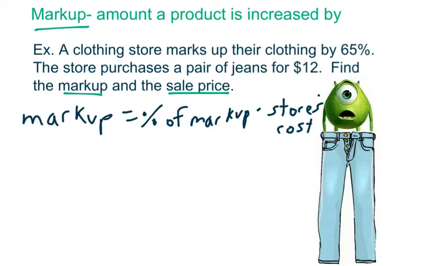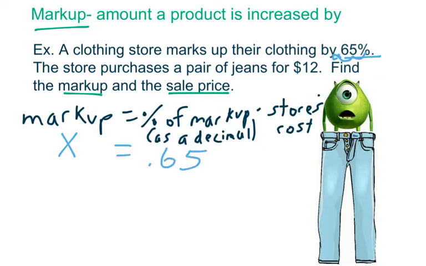So in this case, we need to find the markup, which means we don't know it. So I'm going to call that markup my x. It's my variable. The percent of markup, I want to write it as a decimal. I'm going to make a note of that right here. It's as a decimal. So 65% is what I'm looking at. To make that a decimal, I just move it 2 to the left, or divide it by 100. So it'd be 0.65.